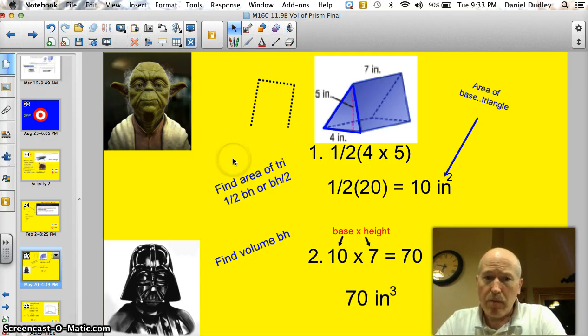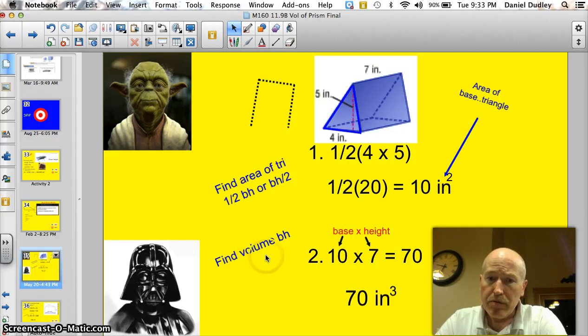Okay, I think basically what our two guest speakers are saying is follow these 2 steps and you're going to get the right answer. All right, step 1, find the area of the base. So here's our triangular prism. The area of the base, 1/2 of 4 times 5. So here's the base, 4, here's the height. So 1/2, 4 times 5, and then I simplify 4 times 5, so I have 1/2 of 20, which of course is 10, or 10 inches squared. That's the area of the base of our triangle.